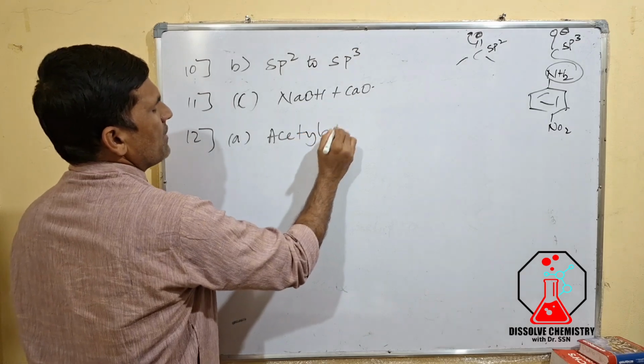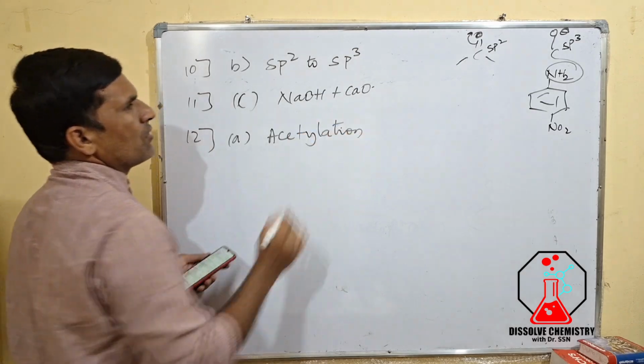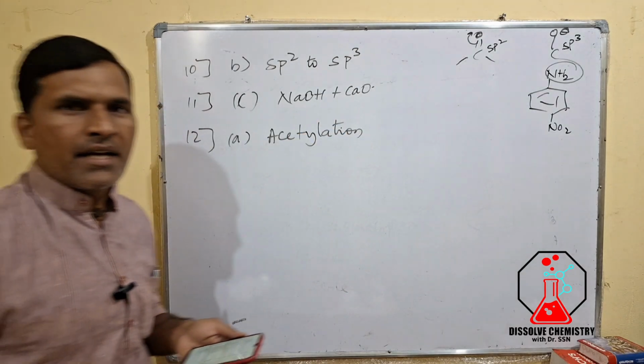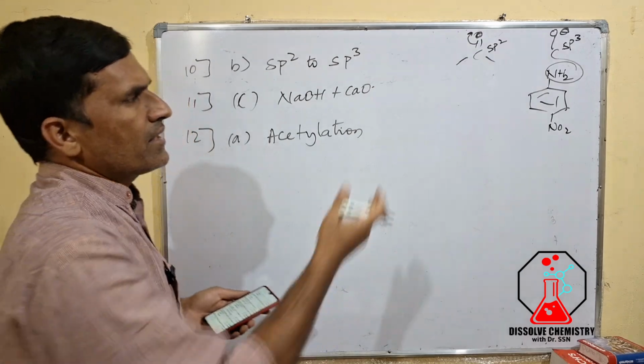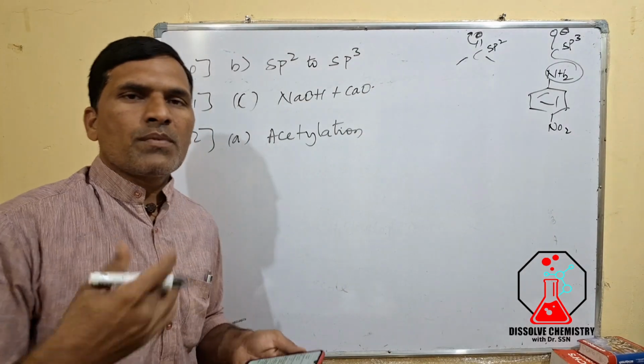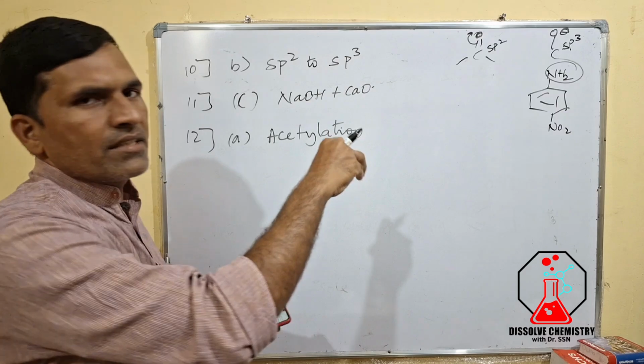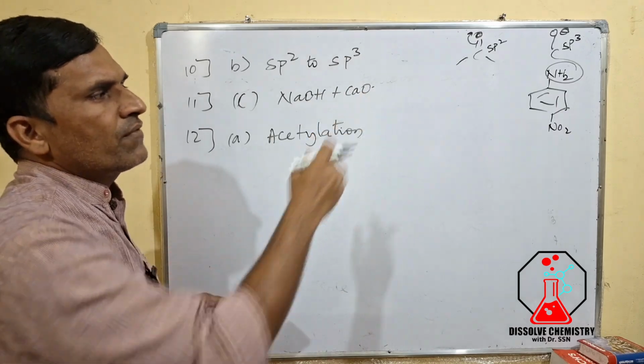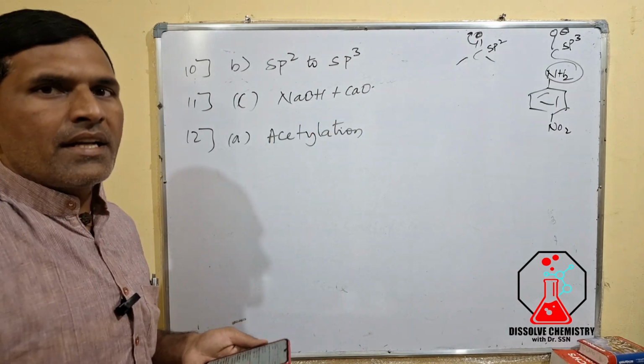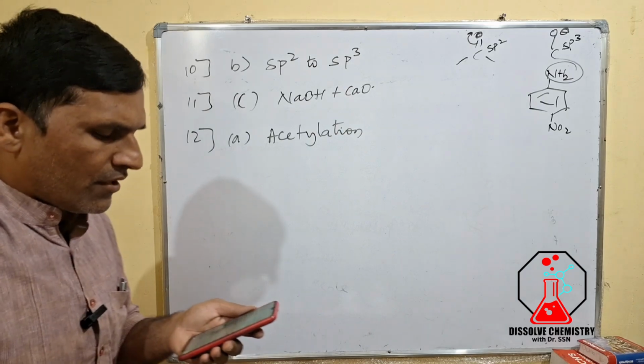We are going to treat this with acetyl chloride or acetic anhydride in presence of an acid catalyst. Then the NH2 group converts into acetanilide, and then we subject it to nitration to give para-nitroacetanilide, which is then hydrolyzed to give para-nitroaniline.